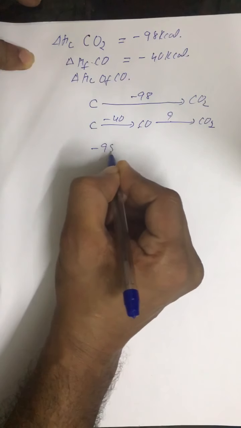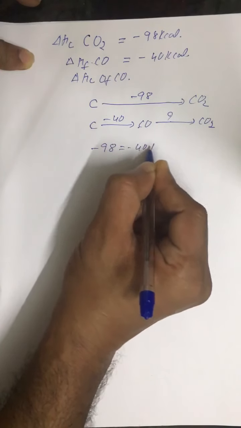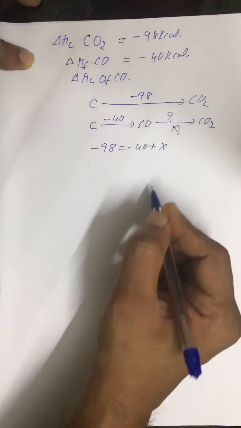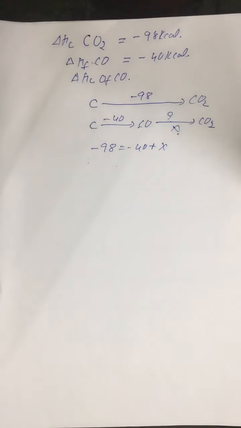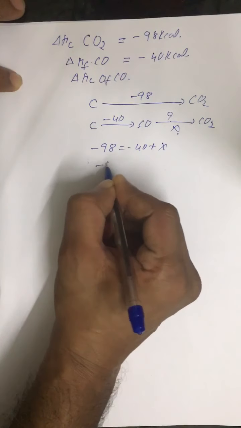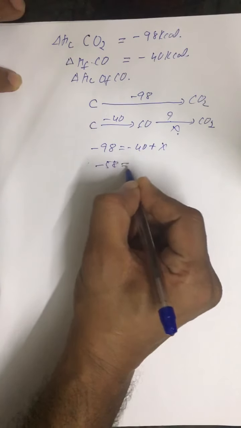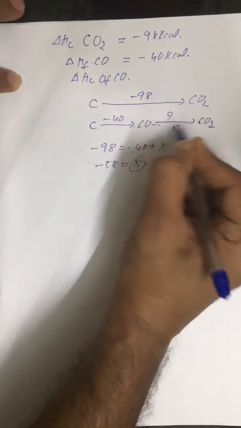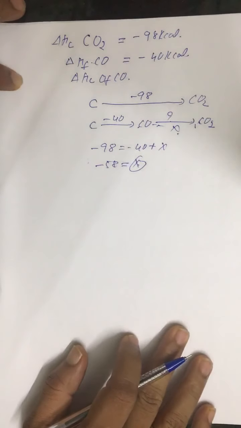So minus 98 equals minus 40 plus x. This you have to find out. So x is equal to minus 58. So this is the heat of combustion of carbon monoxide into carbon dioxide.